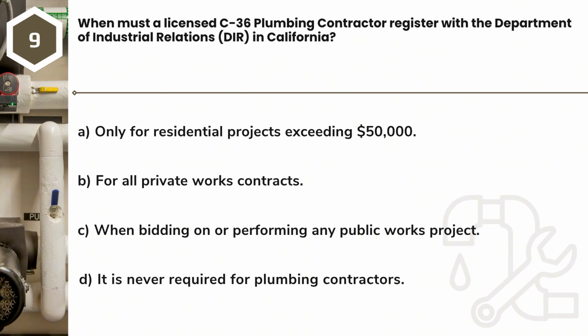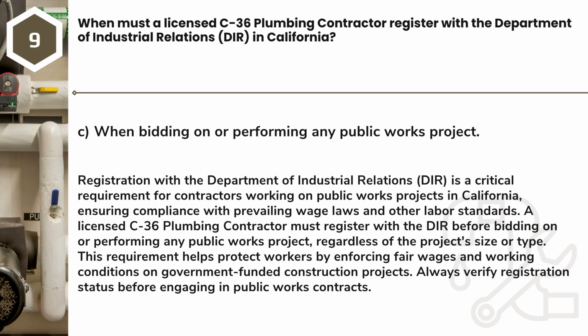Question 9. When must a licensed C36 plumbing contractor register with the Department of Industrial Relations, DIR, in California? A. Only for residential projects exceeding $50,000. B. For all private works contracts. C. When bidding on or performing any public works project. D. It is never required for plumbing contractors. Answer, C. When bidding on or performing any public works project.